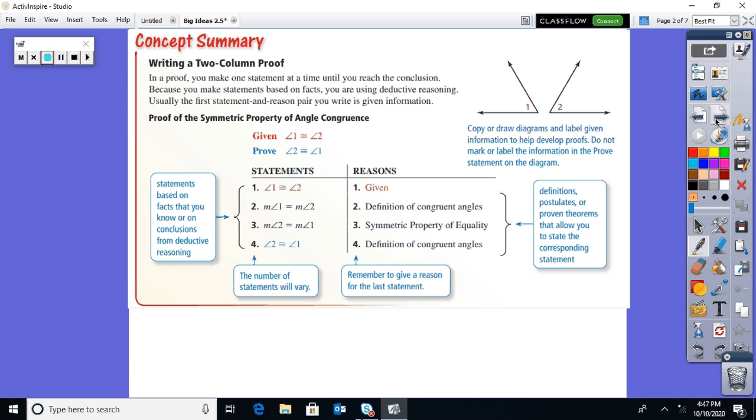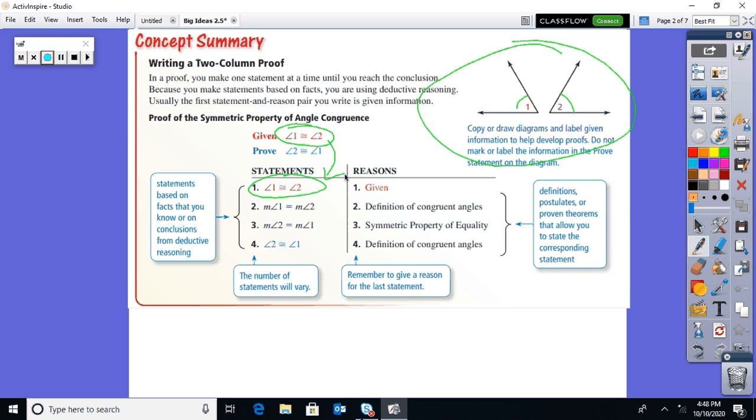Now, this page is important. It is the structure of a proof. You're going to have some diagram. Sometimes you won't, but most of the time you'll have a diagram, and then they're going to give you information about it and ask you to show something else. So watch how cool this is. The given information, and they're telling us that 1 is the same as 2 in this picture. So that is always going to be your first statement.